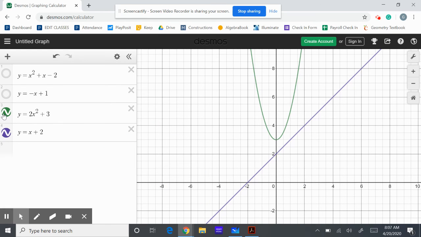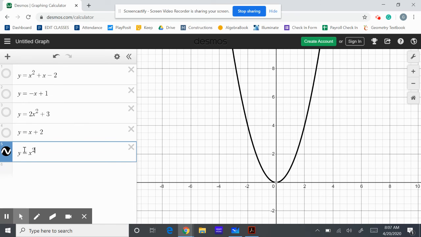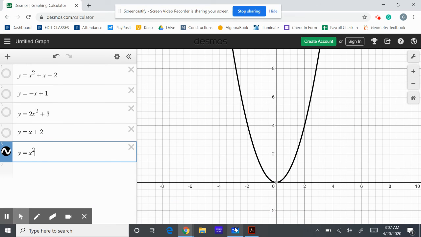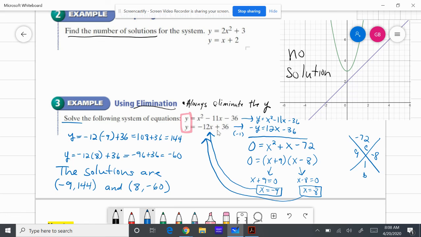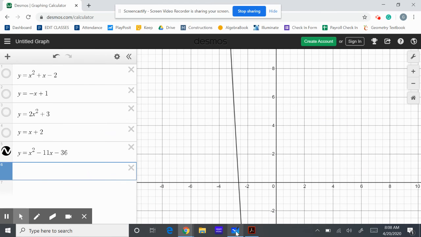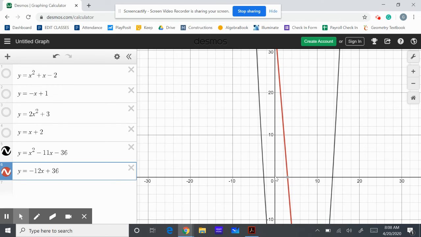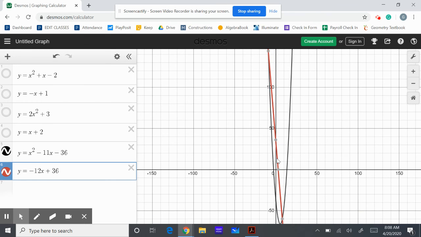So the first one was y equals x squared minus 11x minus 36. And then the second equation was y equals negative 12x plus 36. So right now it only looks like lines, but you have to zoom out so you can see the entire graph. Okay, it's a very thin graph.